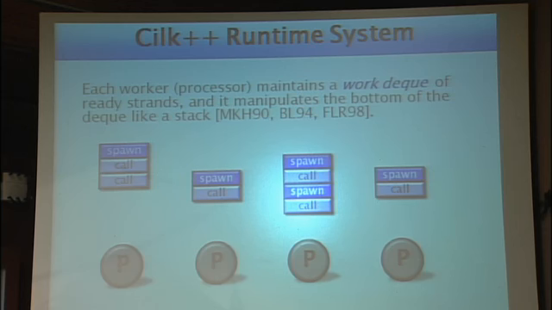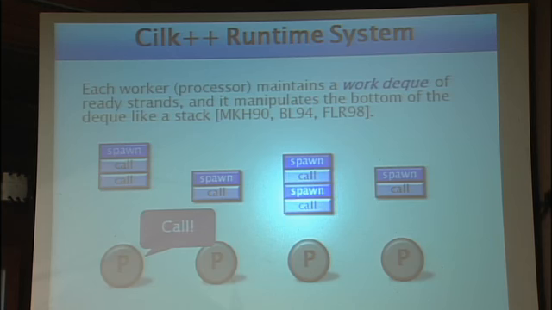So let's see how this works. The particular way that it maintains it is that each processor maintains a work deck. A deck is a double-ended queue of the ready strands. And it manipulates the bottom of the deck like a stack. So what that says is, for example, here we had a spawn followed by 2 calls. And basically it's operating just as it would operate an ordinary call stack.